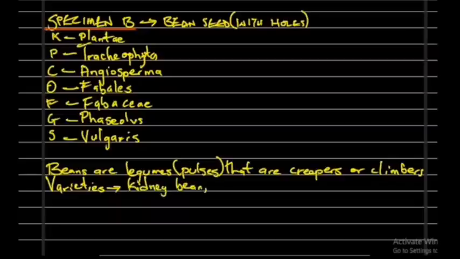We have the kidney bean, the black bean, the pinto bean, the navy bean, etc. These are so many examples of the varieties of the bean. Now, beans are summer crops that need warmth to grow.